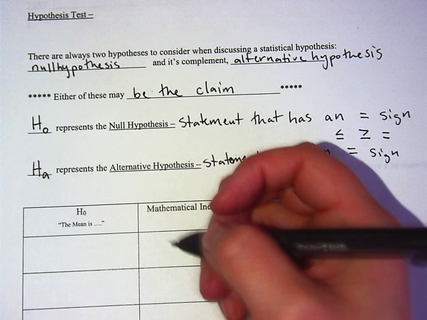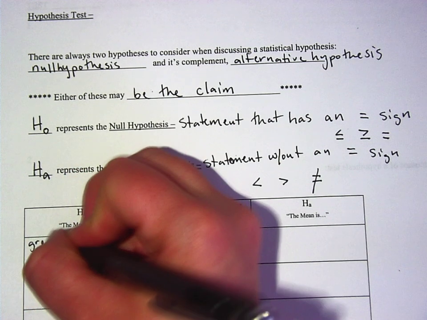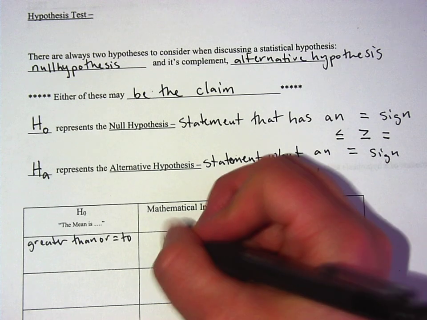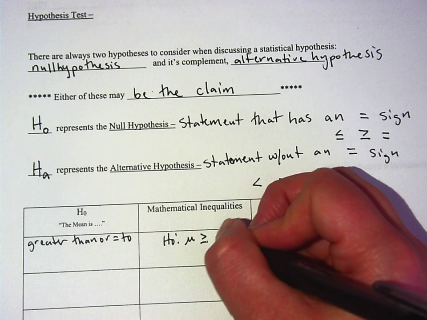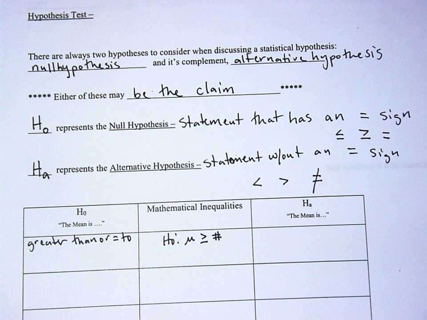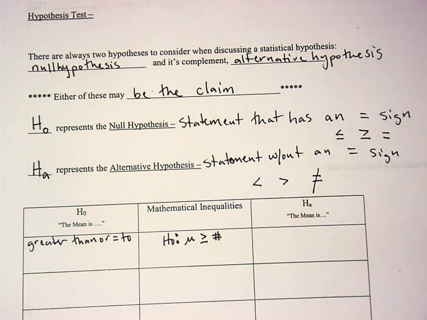If you see the words, the mean is greater than or equal to, that means that H sub O is mu is greater than or equal to a number. Those are just like a colon. What does that mean? H sub O is greater than or equal to a number.